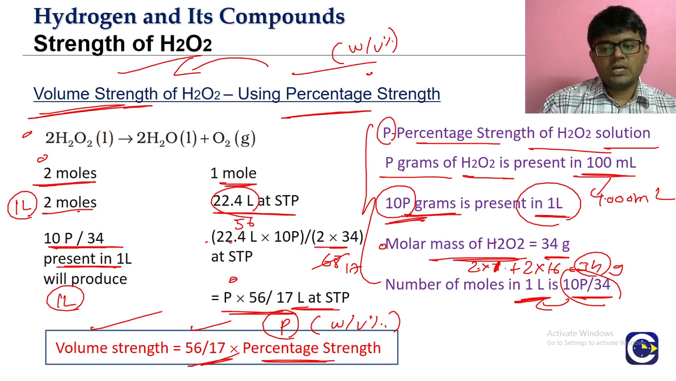What are the three formulae? Just to recall, the volume strength is equal to 11.2 into molarity, or 5.6 into normality, or 56 by 17 into percentage strength. Here when we say percentage strength, it is the weight by volume percentage. So this is the conversion between the strength of H2O2 in terms of molarity or normality.